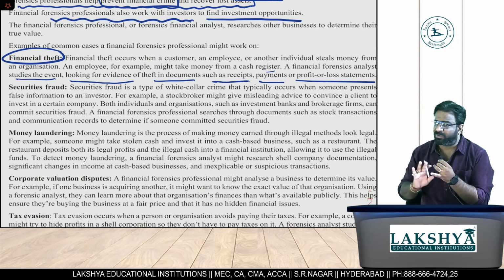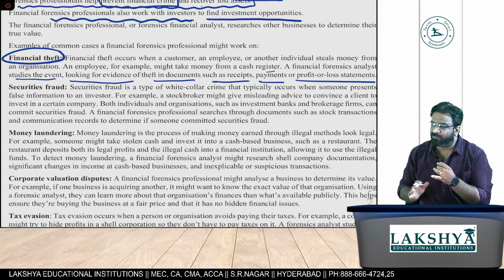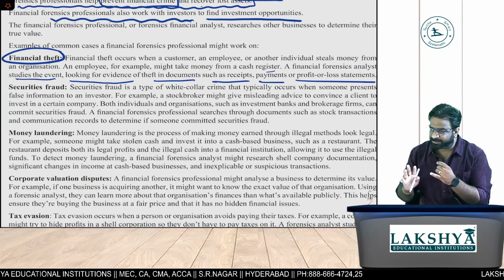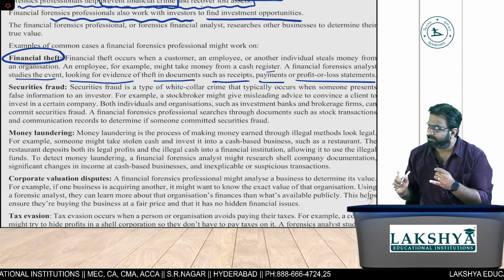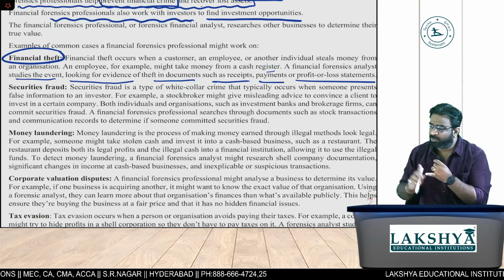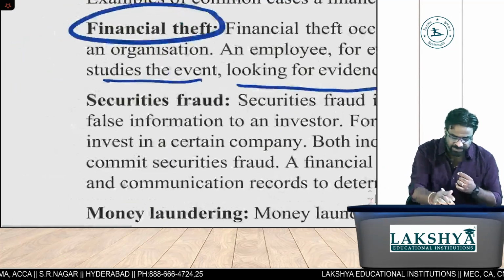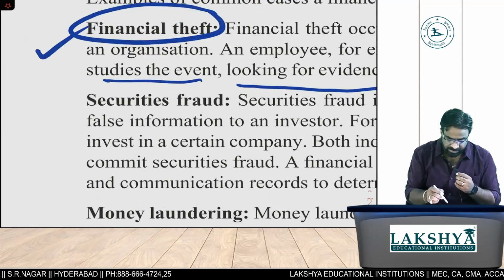Generally, a financial auditor is not able to find it out. But who is able to find it out? The forensic auditor. The reason is very simple: time binding. Who has limited time? The financial auditor. But who does not have a time limit? The forensic auditor. So that is area number one. What is area number one? Financial theft. What is the second area?